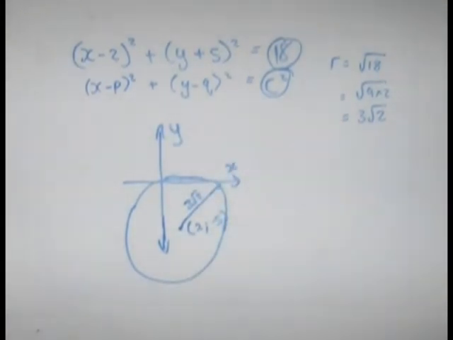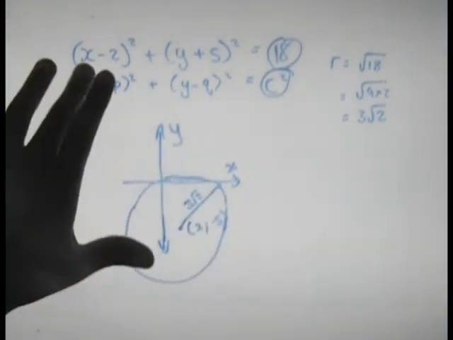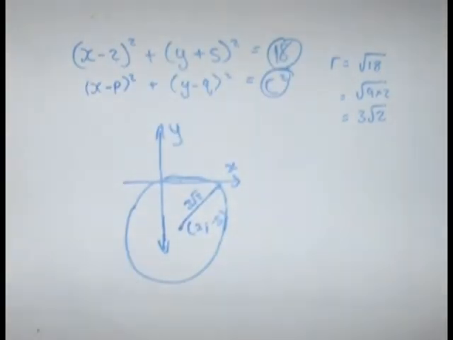And that's all the information you need to put in. Radius 3 root 2 with the center (2, -5). Remember something: in order to get to the graph of the circle, we have to have our equation in the standard form. (x - p)² + (y - q)² = r².